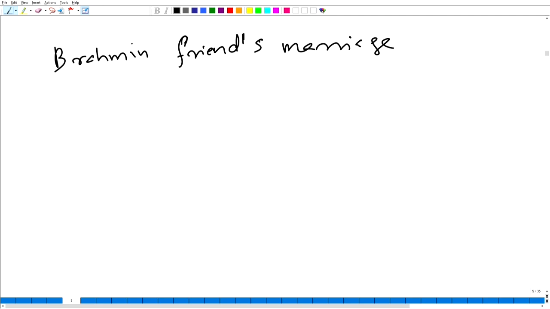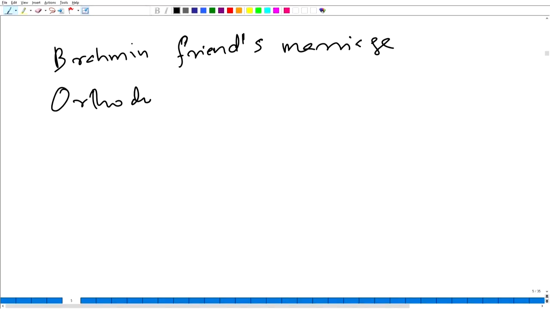He came to attend the marriage function of his Brahmin friends, but the Orthodox Brahmins did not allow Jyoti Rao Phule to attend the wedding ceremony, and he was forced to leave the place. Since he belonged to a Shudra family, Jyoti Rao Phule was not allowed to attend the marriage function of his Brahmin friends. This was the immediate provocation for Jyoti Rao Phule to start his fight against the Brahmanical domination in the society.